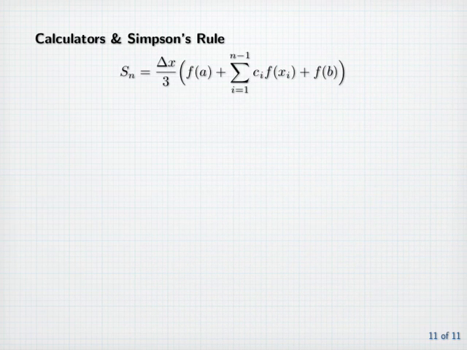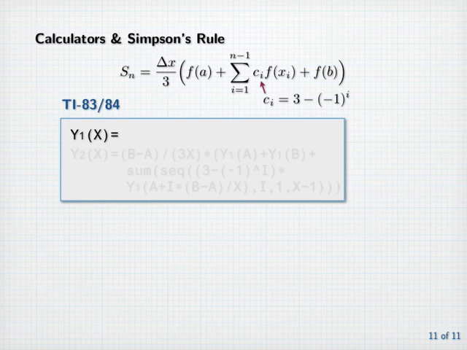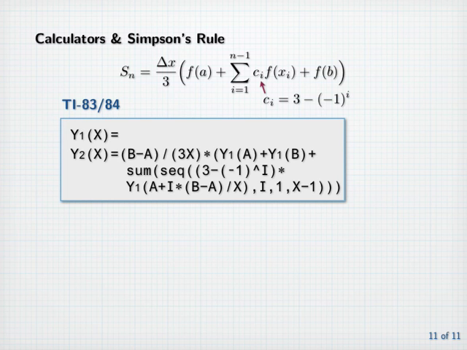Calculators and Simpson's rule. So now let's think about this formula. There really isn't much difference from what we just did with the trapezoidal rule. We just need to make a couple of changes. On the 83-84, the function specified using x for n as y2 of x looks like this. Let's highlight the main differences here.